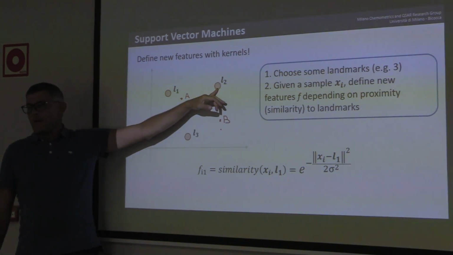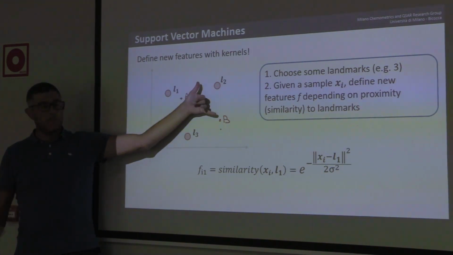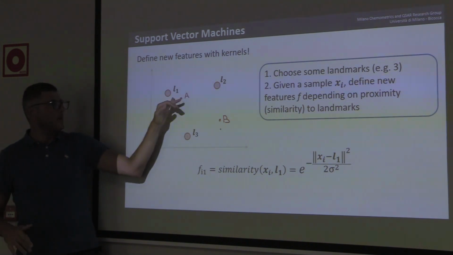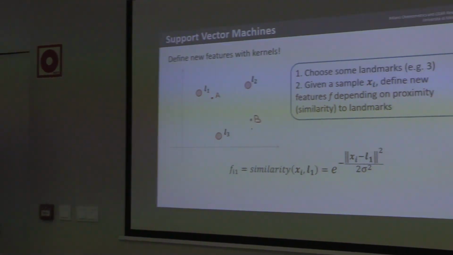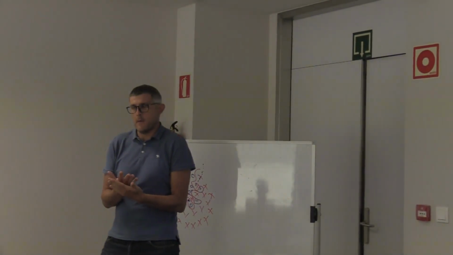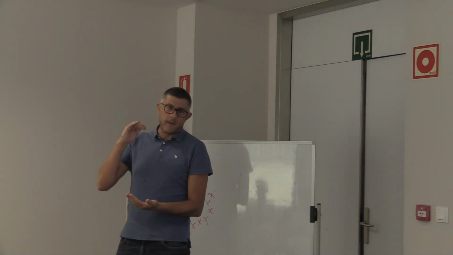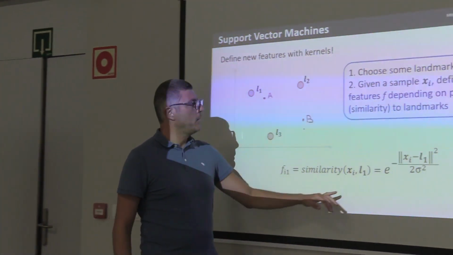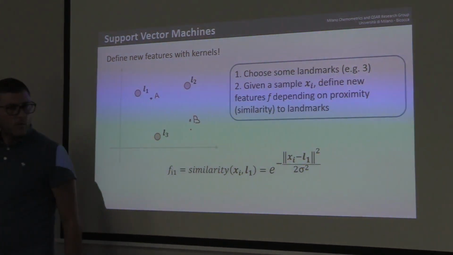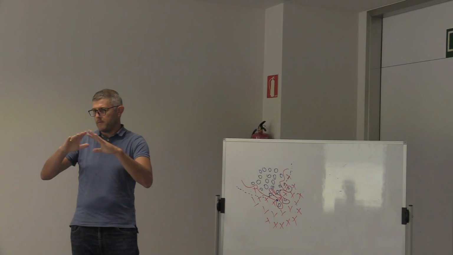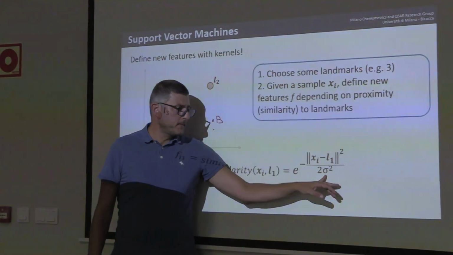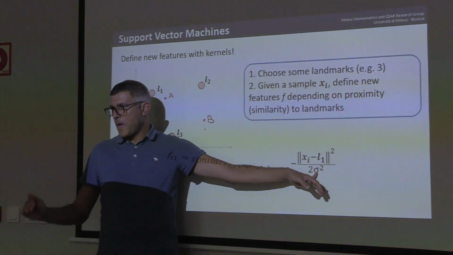When looking at landmark number 2, both samples will have similarity, because they have a similar distance. Now, this similarity is a number, so I need a measure for that. I can do it in many ways, but the most common is with this, which should remind you of something like a Gaussian, where this is a kernel parameter we have to fix.